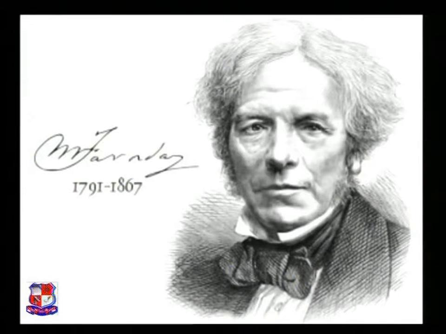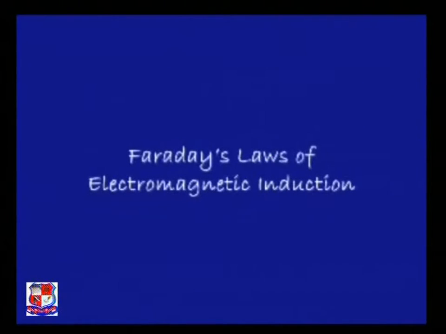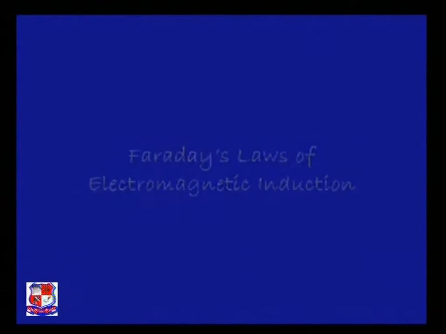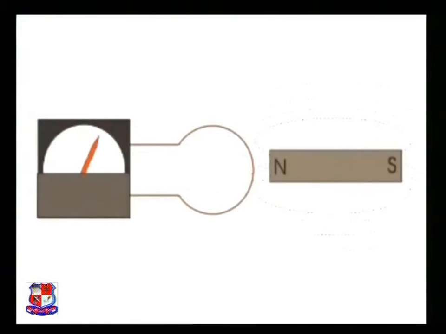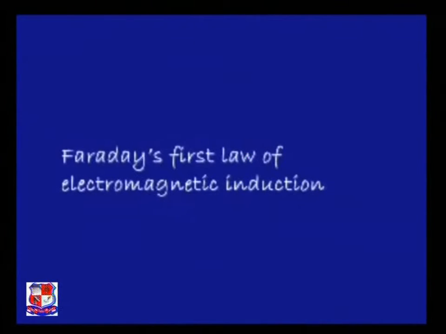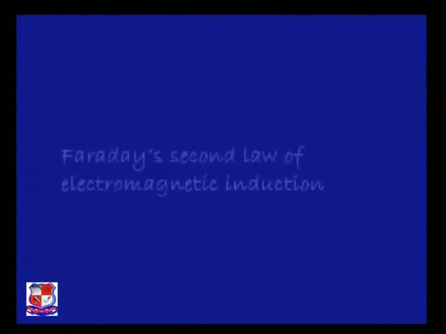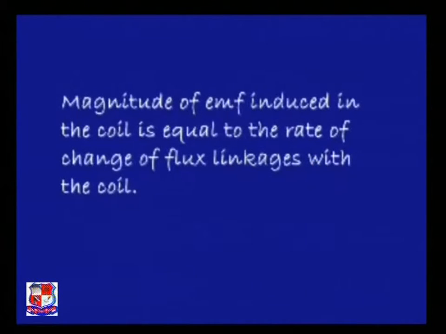Michael Faraday formulated two laws on the basis of the above experiments. These laws are called Faraday's laws of electromagnetic induction. Any change in the magnetic field of a coil of wire will cause an EMF to be induced in the coil. This is known as Faraday's first law of electromagnetic induction. And the second law states that the magnitude of EMF induced in the coil is equal to the rate of change of flux linkages with the coil.